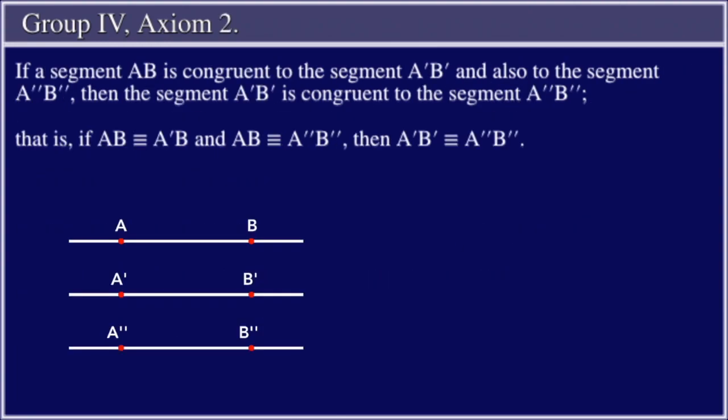4,2. If a segment AB is congruent to a segment A'B', and also to the segment A''B'', then the segment A'B' is congruent to the segment A''B''. That is, if AB ≡ A'B' and AB ≡ A''B'', then A'B' ≡ A''B''.